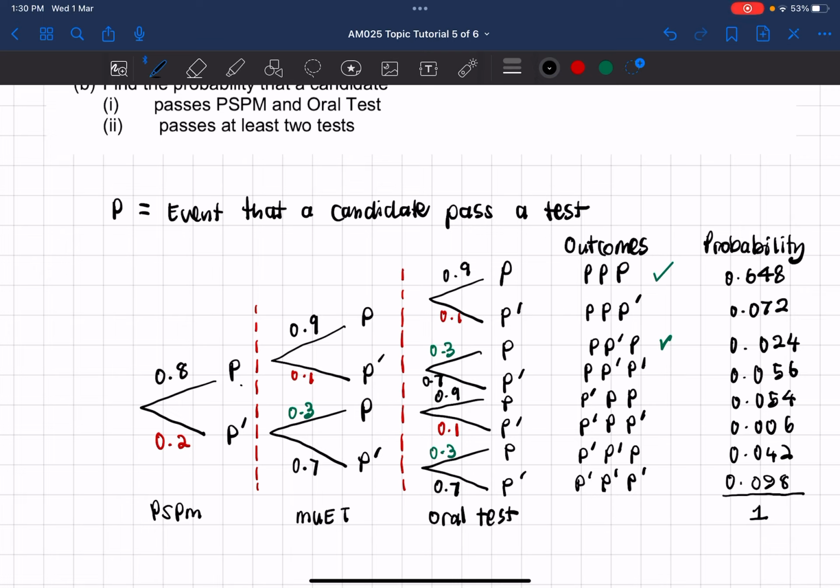Passes at least 2 tests. Okay, so it's either he passed all the tests, or either 2 or 3 tests. He or she is going to pass 2 or 3 tests. This one, this, nope, there's only one pass here. This one, nope, this one, and that's all I guess.